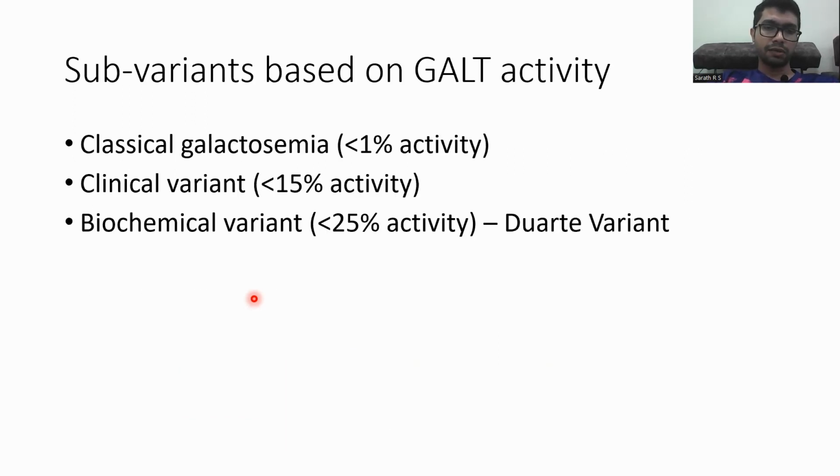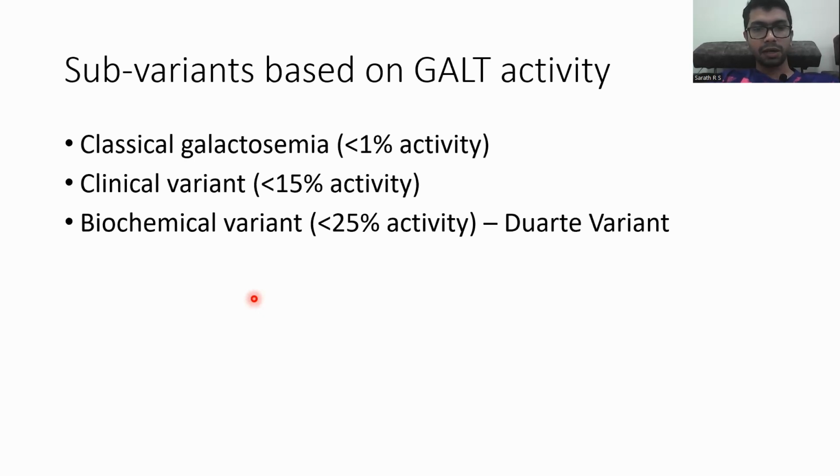So there are three variants of GALT deficiency. One is the classical galactosemia, which we always describe as a very sick child in the newborn period with liver and kidney function impairment. That is classical galactosemia, when the enzyme activity is less than 1%. There is a clinical variant in which the enzyme activity will be less than 15%. The symptoms won't be as severe as classical galactosemia. However, the child can still land up with hepatic involvement, renal involvement in the newborn period itself. I will describe in detail in the coming slides.